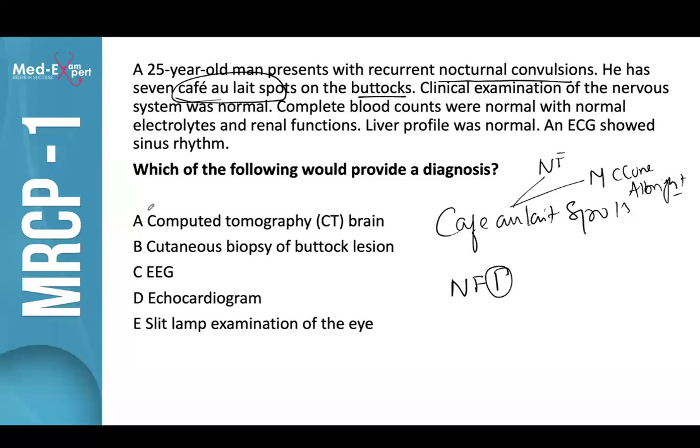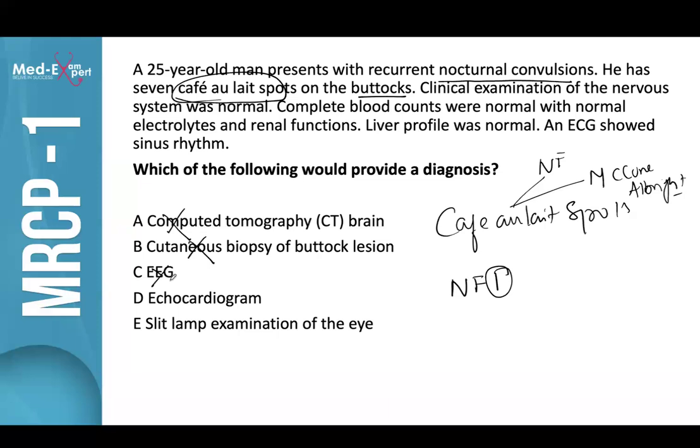A CT scan of the brain may or may not show a neurofibroma in the brain. May or may not. It's still not diagnosed. You can rule that out. Next, a cutaneous biopsy of the buttock lesion. Really? What is there in his buttock? You can see only cafe au lait spots. By biopsying cafe au lait spots, you are not going to get anything.